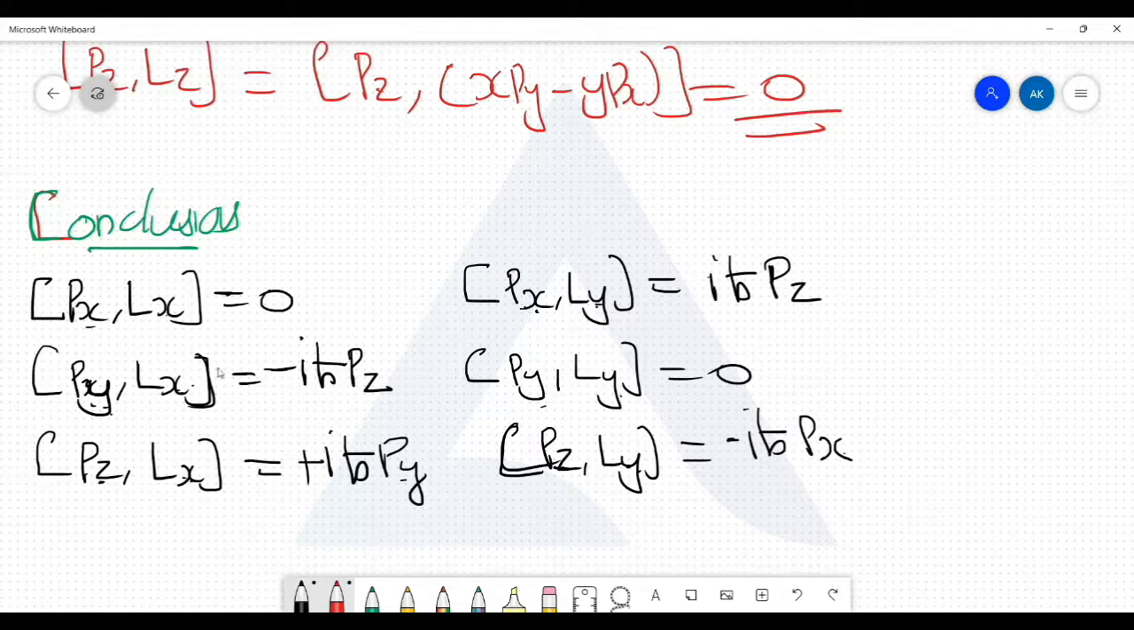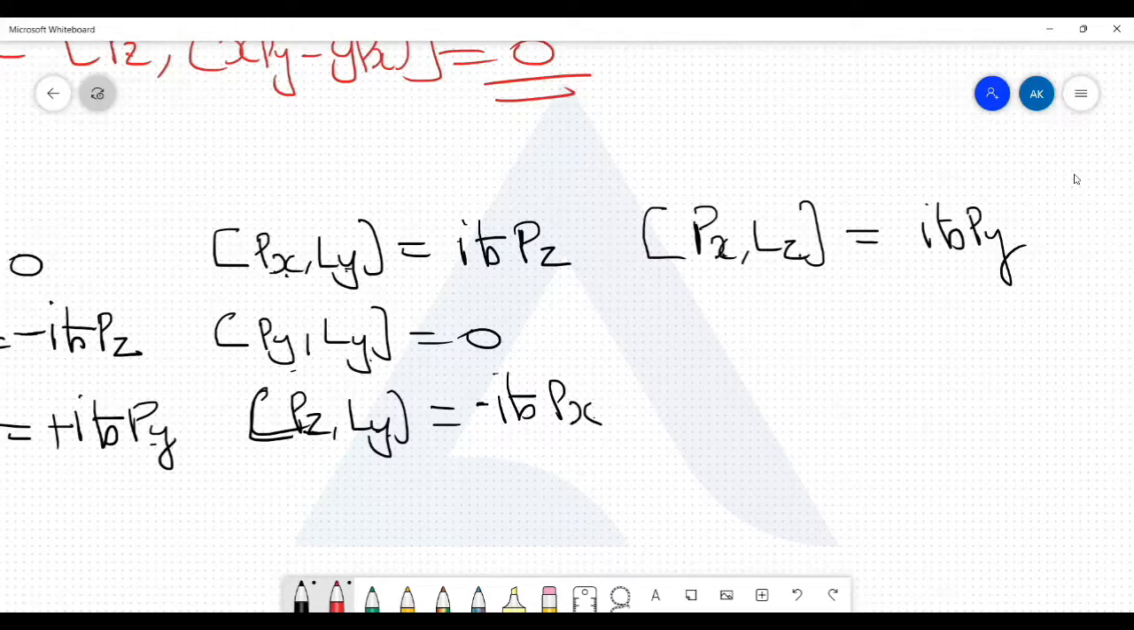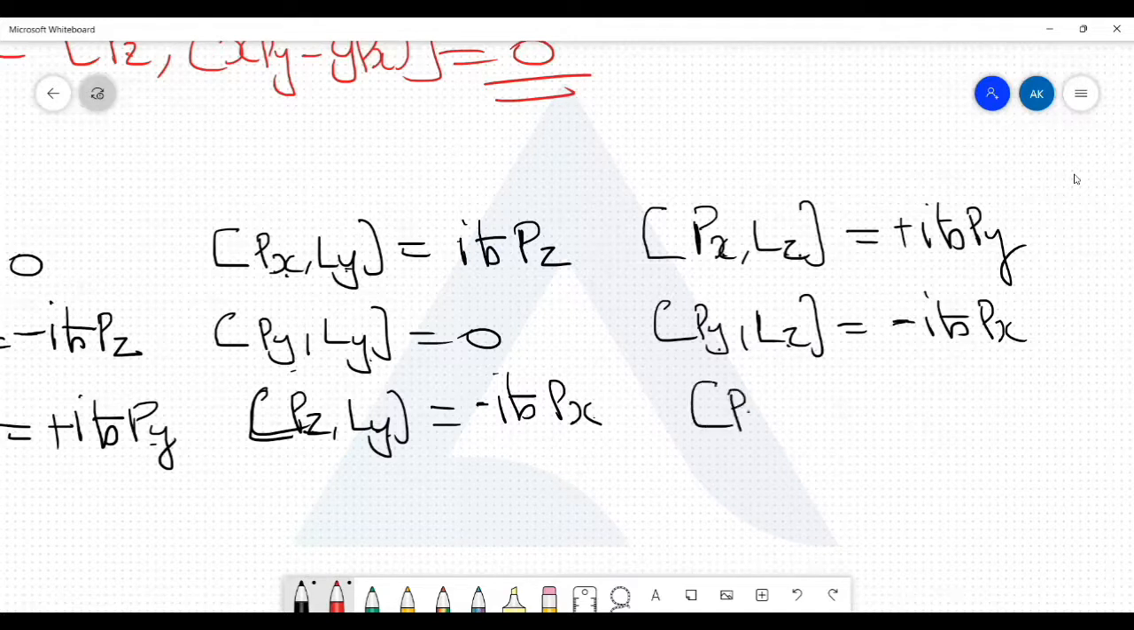Okay. Now you have px Lz, iħ cross x z, therefore py should be there, but x z y is in the cyclic order, therefore plus. Now py Lz, that is iħ cross px should be there, but y z in the opposite order, minus. Now pz with the Lz, that will definitely be 0.